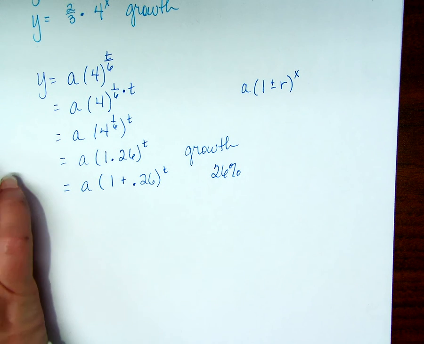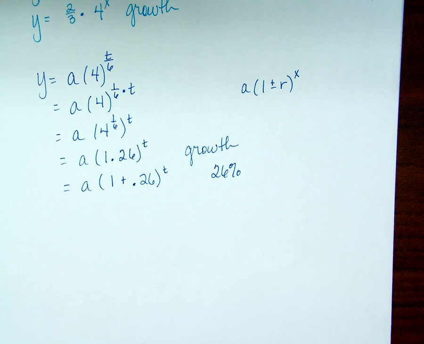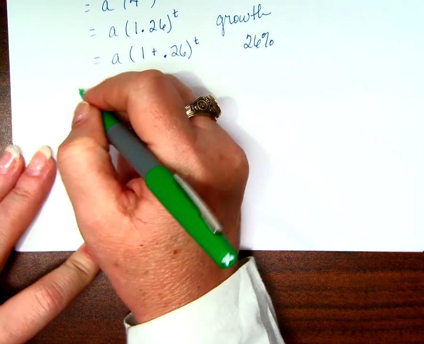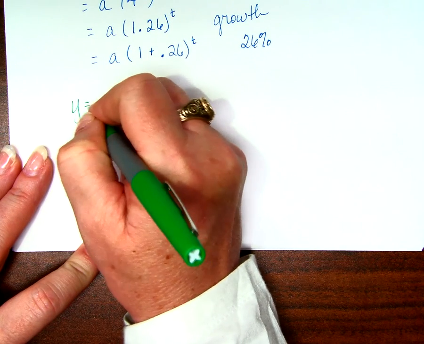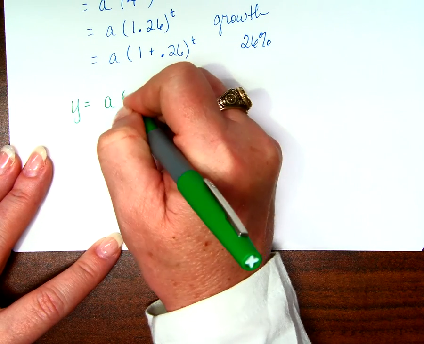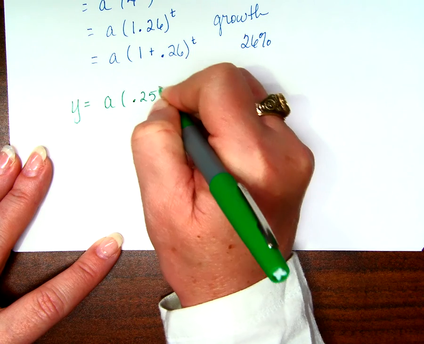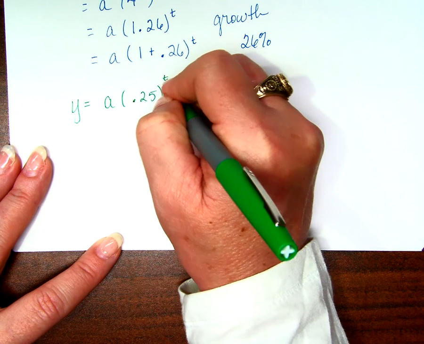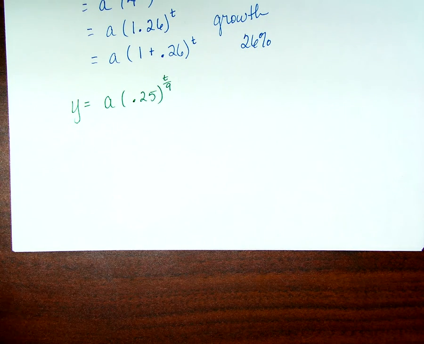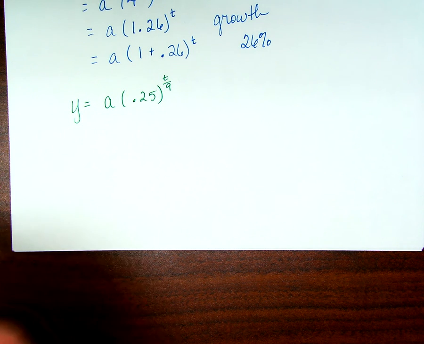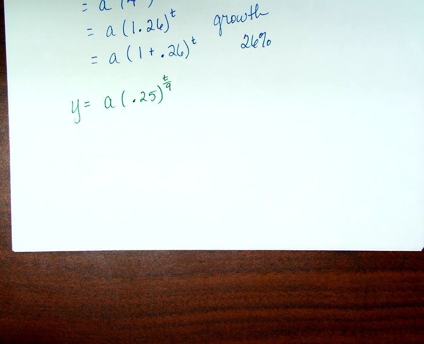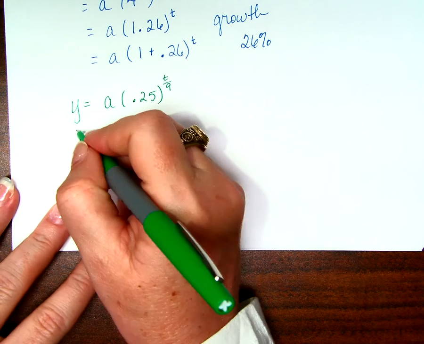Can we do another one? Okay. So what if this time we're going to do y equals a times 0.25 raised to the t over 9? Why am I not putting a value for a in? Yeah, it doesn't matter. I want you to know that there could be an a value there, but it doesn't matter when determining growth or decay. Okay? All right, so what should I do first?